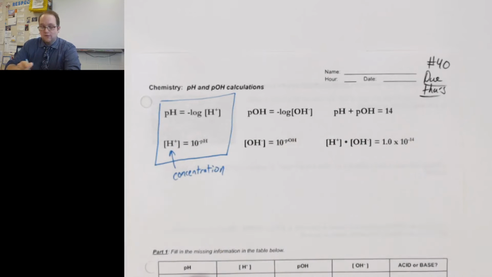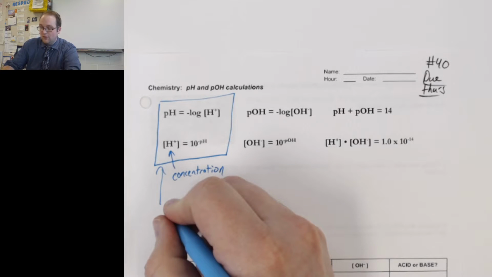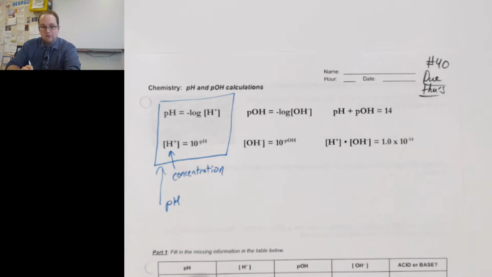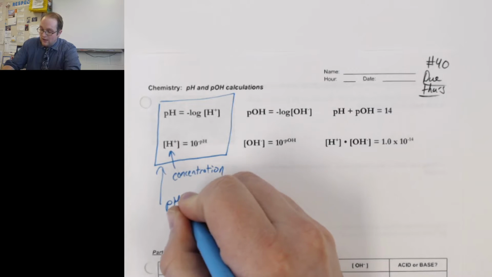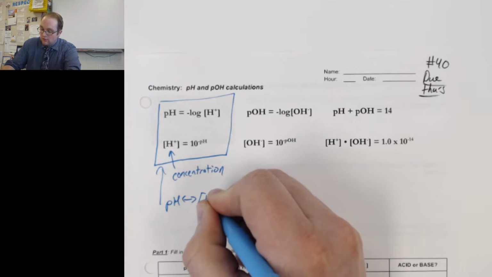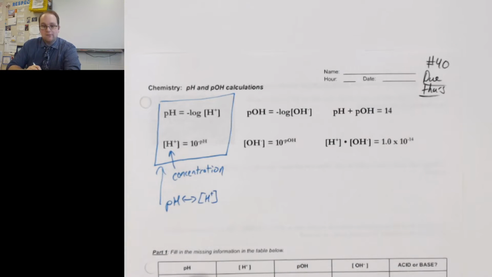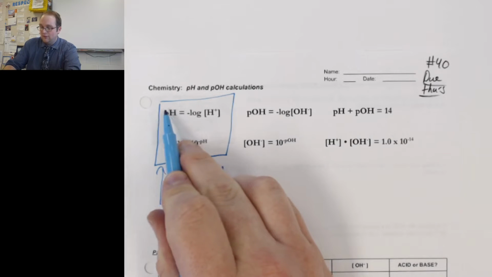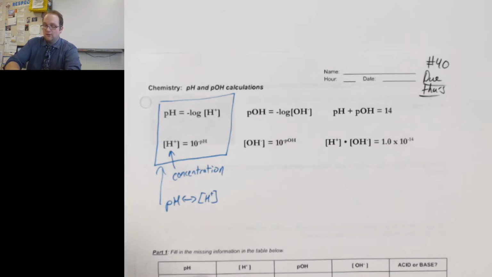So this first set of equations is going to be useful for converting between that pH, that power of hydrogen, and that H plus concentration, that H plus with the brackets. You notice that they are both, this one solves for pH, this one solves for H plus.